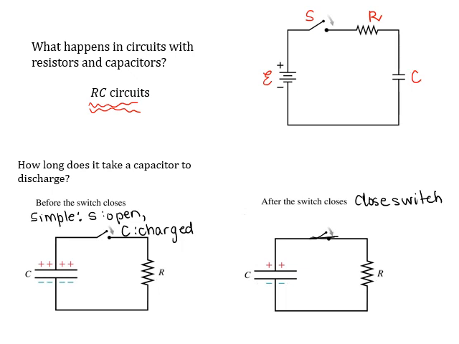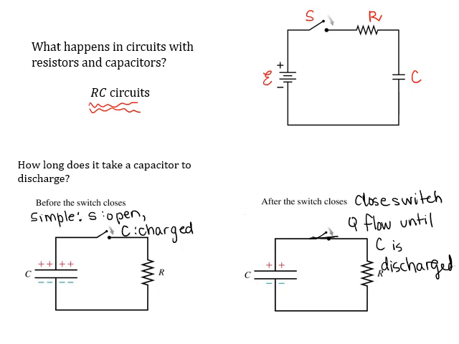Well, we know what's going to happen is that charge is going to flow, because all of the positive charges on the top plate of that capacitor are going to repel each other. They're going to push away. To get away, they're going to flow along those lines. So charge is going to flow until the capacitor is discharged. So that's what happens.